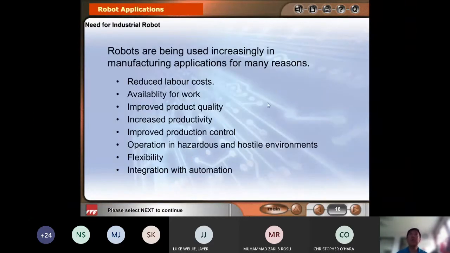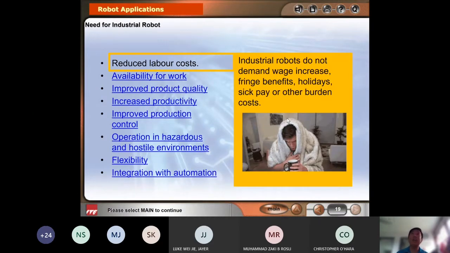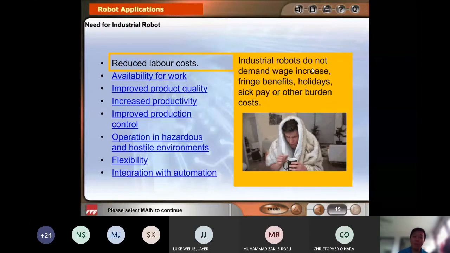Now, so why do we need robots? Mainly, I talked about this yesterday. First thing, we are going to go through again one by one. First, reduce labor cost. You take a look at the picture, you know what exactly I mean already. Industrial robots don't want a pay increase. Like us, every year, hey boss, please add my salary. A robot will never do that. Once you buy the price, it's that price. End of story. The only difference is the electrical bill. They also don't need holidays. They also don't need sick pay or any other burden.